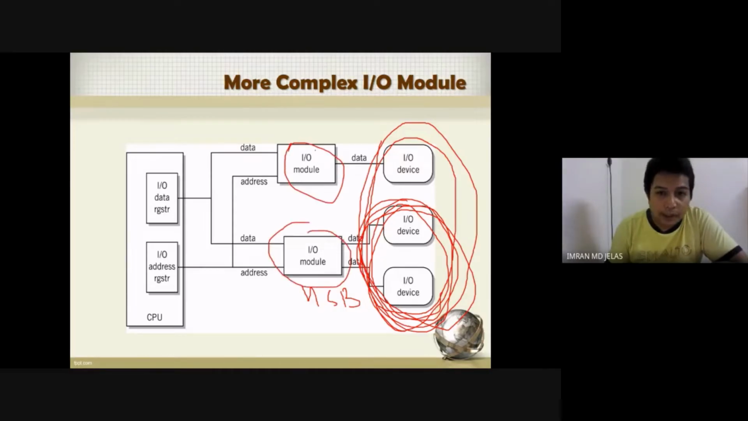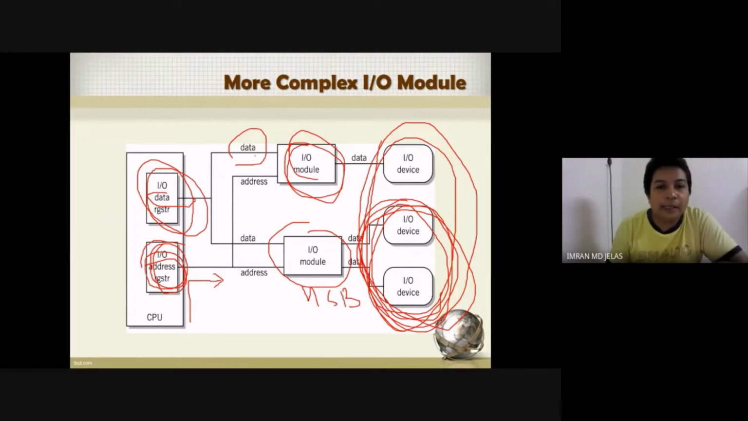So the I/O module will be selected by the I/O data register, and the data will be sent to the data I/O register. How will the CPU select which I/O device it will cater to? It will depend on the address, the I/O address register. Usually the address will come from the CPU, because the CPU will select which one it wants to cater to.